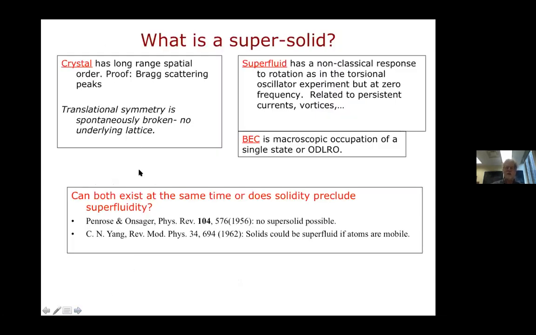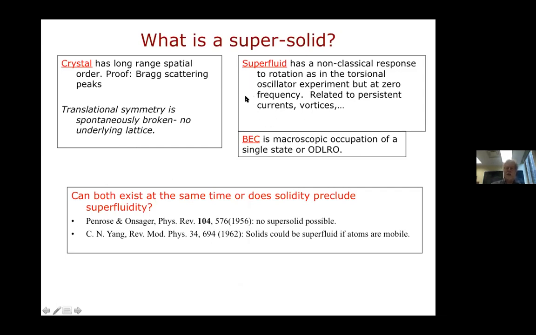Well, what is a supersolid? A supersolid is both a crystal and a superfluid. There are different types of supersolids, and this is the original definition, that is something that broke translational symmetry. There wasn't an underlying lattice, it formed its own lattice. And it's a superfluid, meaning that if it's oscillated, it has a non-classical response. It could have Bose-Einstein condensation also.